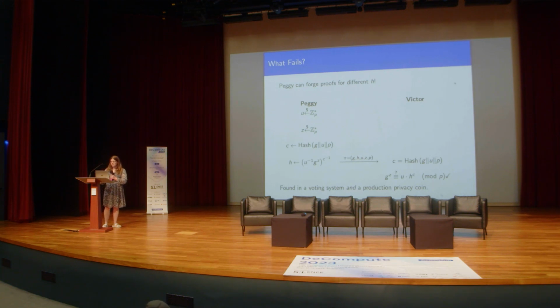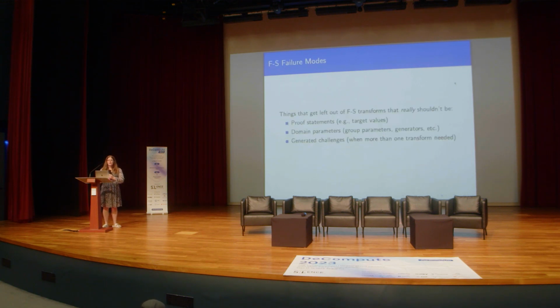And actually at Trail of Bits, we wound up finding this in a production privacy coin, and so we had to work with the customer to get that sorted out. There are a couple of different ways that things fail with the Fiat-Shamir transform. Things get left out. For the paper that we published, that was the major thing that we were looking at.